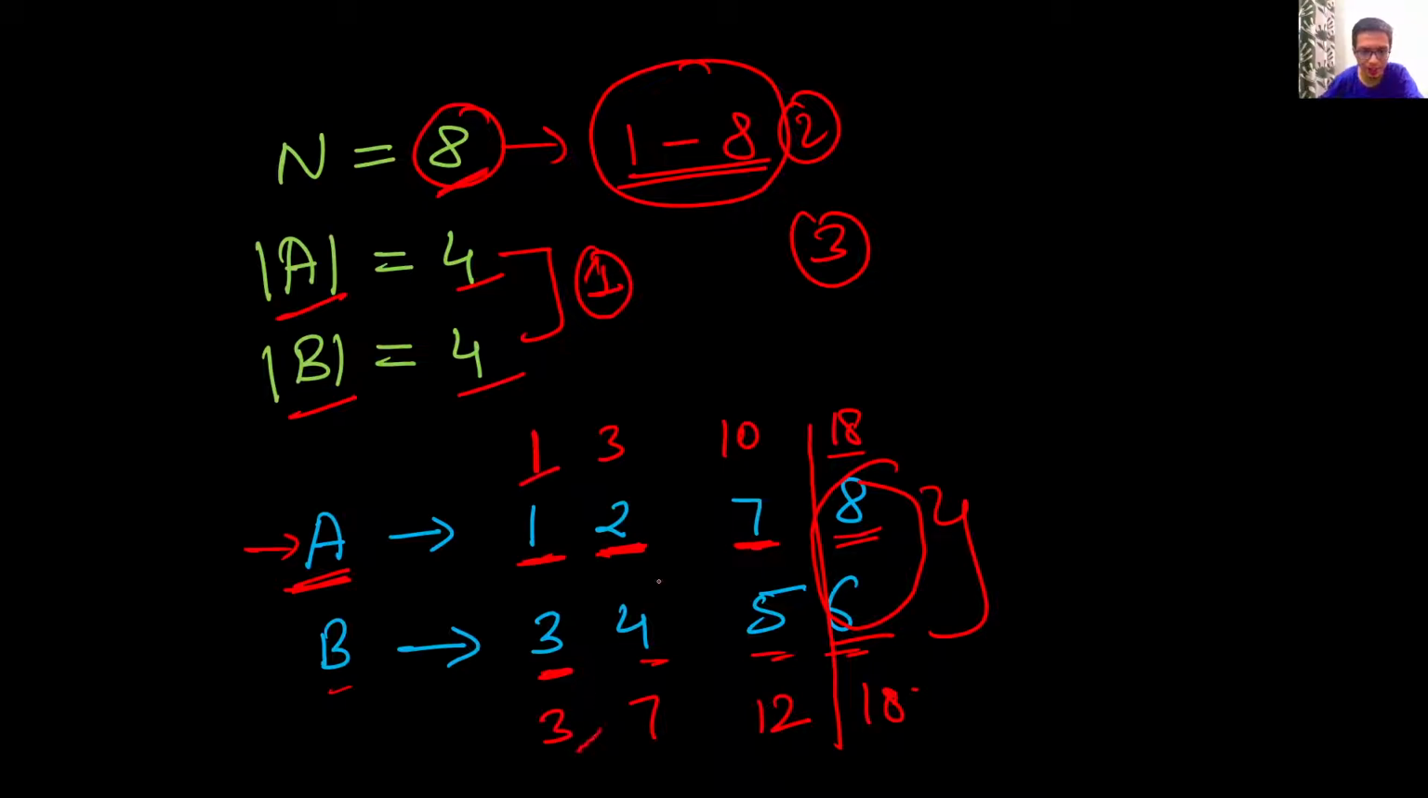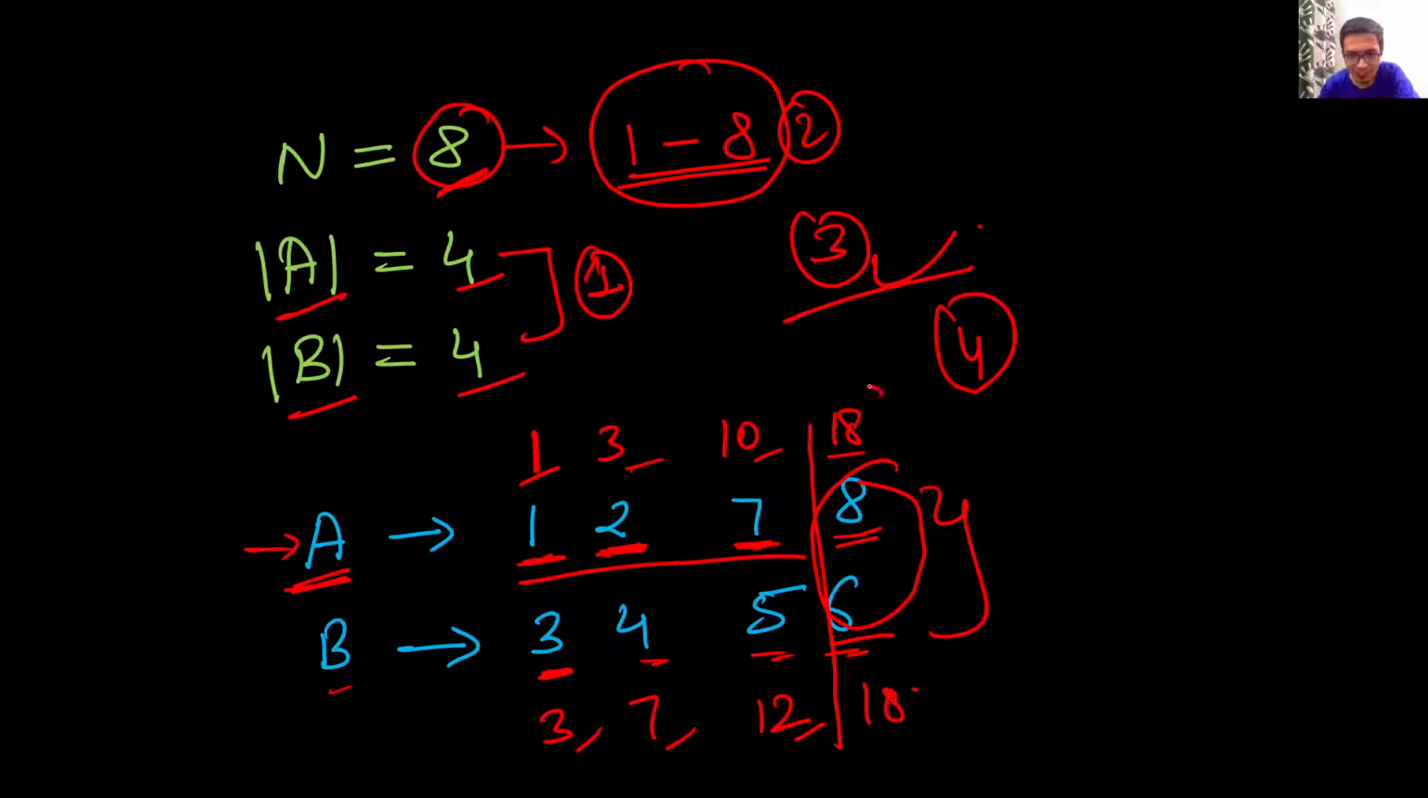So we have 1, 3, 3, 7, 10, 12. So you can see that the prefix sums of these two arrays are different, right? So the third condition is satisfied. The fourth condition was that the sums of these two arrays should be equal, right?